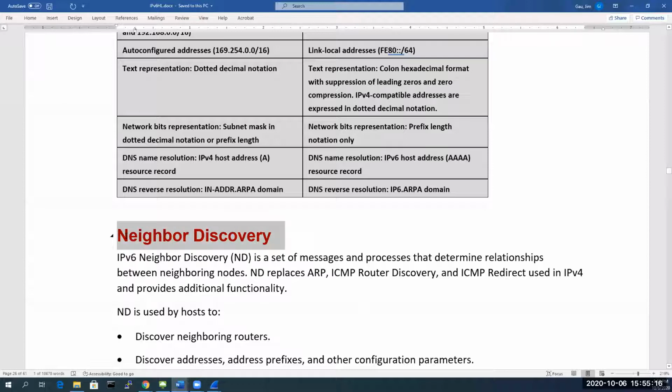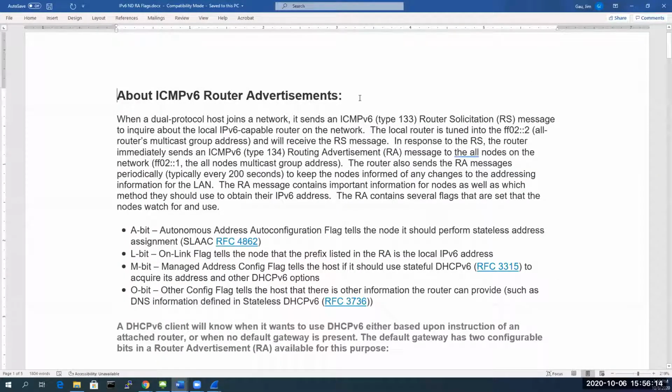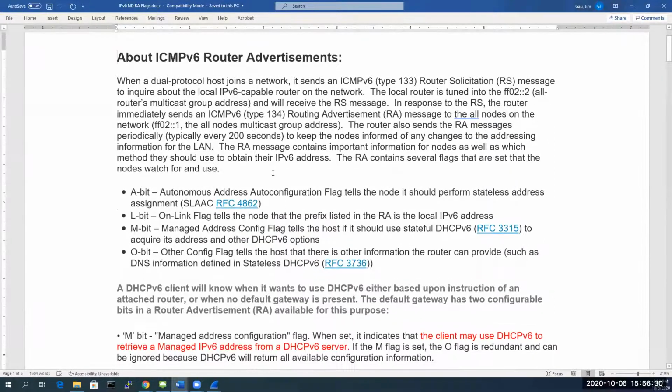We're going to focus on neighbor discovery and the M flag and O flag, the importance of that, and the stateful and stateless information. Next document, we are going to download it. Actually, I already downloaded it for the router advertisement. The document is called IPv6 Neighbor Discovery Router Advertisement Flags. So this is an important focus put on the router advertisement.